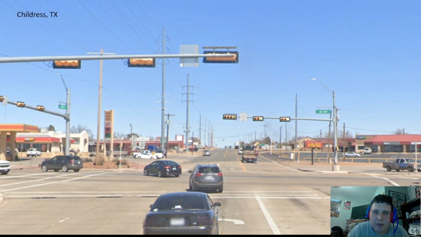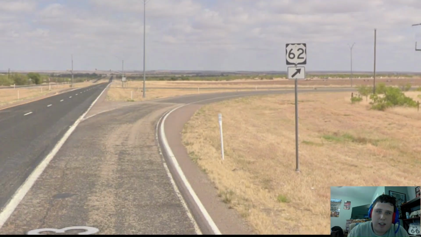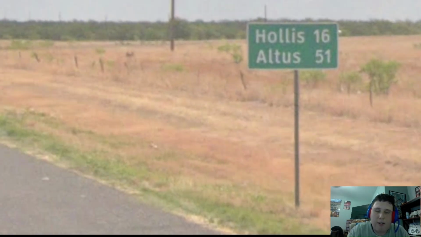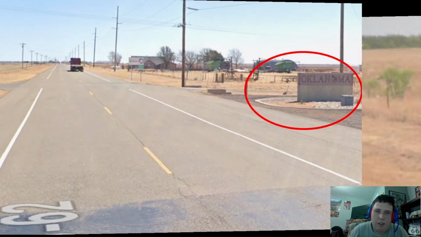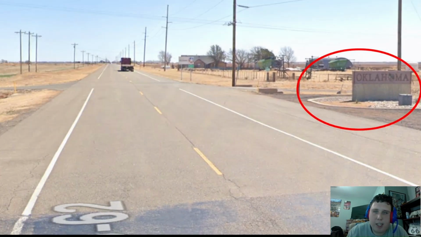Here in Childress, Texas, we're meeting US 287, and 83 and 62 are continuing north of here. Here's US 62 splitting off from US 83 to head east into Oklahoma. Our first mileage sign after splitting off from 83: both Hollis and Altus are in Oklahoma. Hollis is 16 miles away, while Altus is 51. And here we are entering the state of Oklahoma, with Oklahoma's typical welcome to Oklahoma sound.